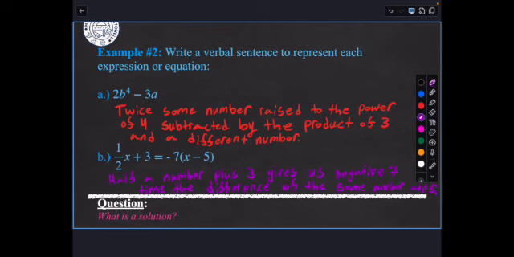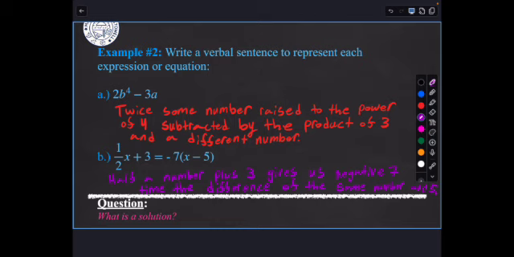Of course, there may be another way of saying it as well. You could choose different words that mean the same thing. So it's half a number plus 3, or you could say the sum of half a number and 3 is negative 7 times the difference of these two other numbers. We could also word it in a different way if we really wanted to as well. But that's the main difference.